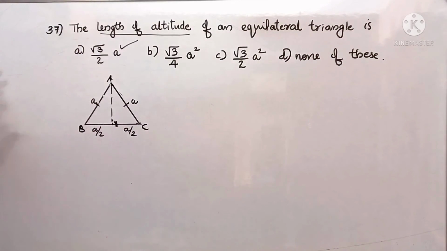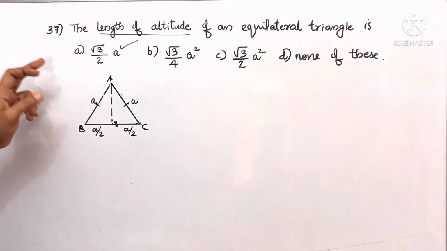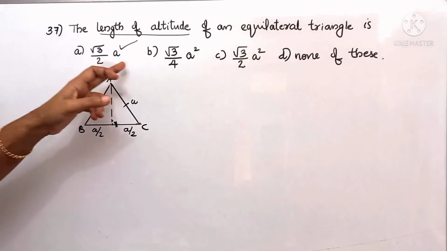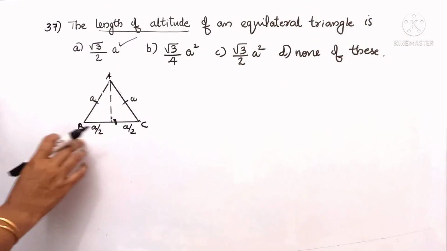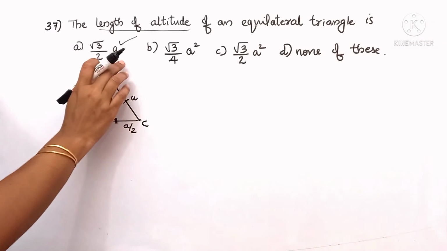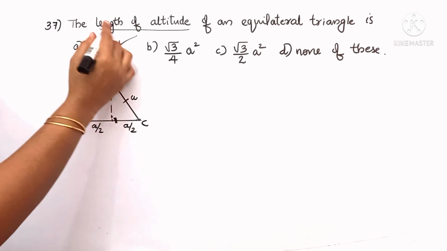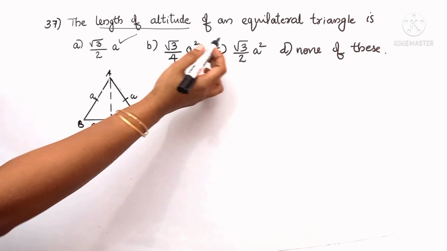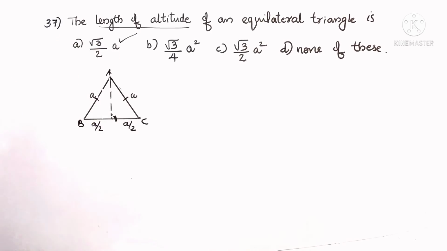Either you have to learn by heart that the length of altitude of an equilateral triangle is root 3 by 2 a, or otherwise we can derive it, but it is a one word question. It is better you learn by heart that the length of altitude of an equilateral triangle is root 3 by 2 a.